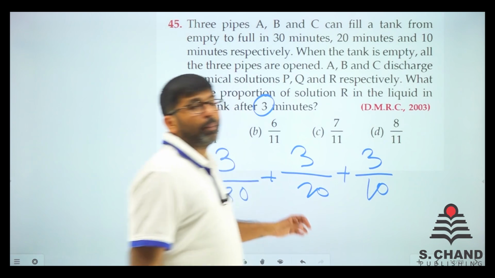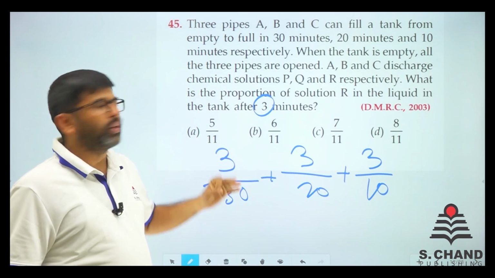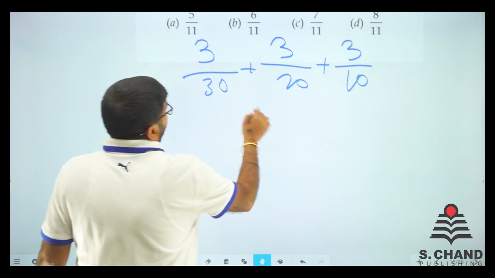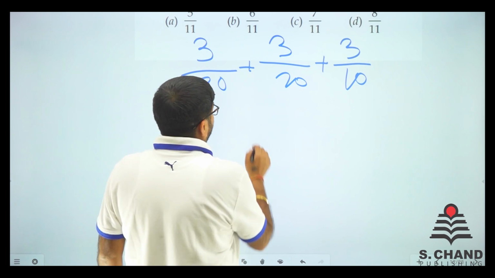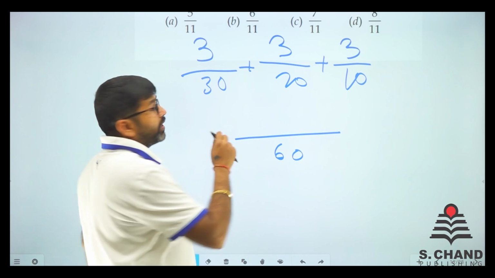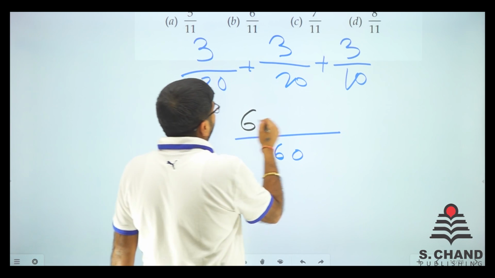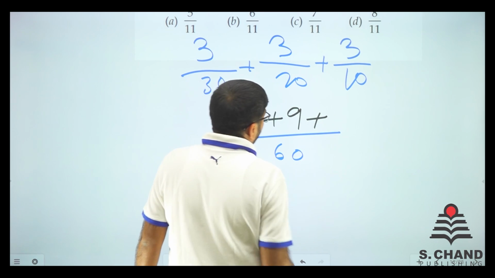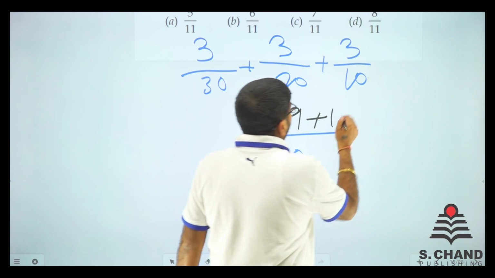This is the total part filled in 3 minutes, whether it is A, B, C, P, Q, R, S, whatever. So the total filled in 3 minutes is like, we'll do 60 here. 60 by 30 is 2, so 2 into 3 is 6 here. 60 by 20 is 3, so 3 into 3 is 9 there. And 60 by 10 is 6, so 6 3s are 18 there.